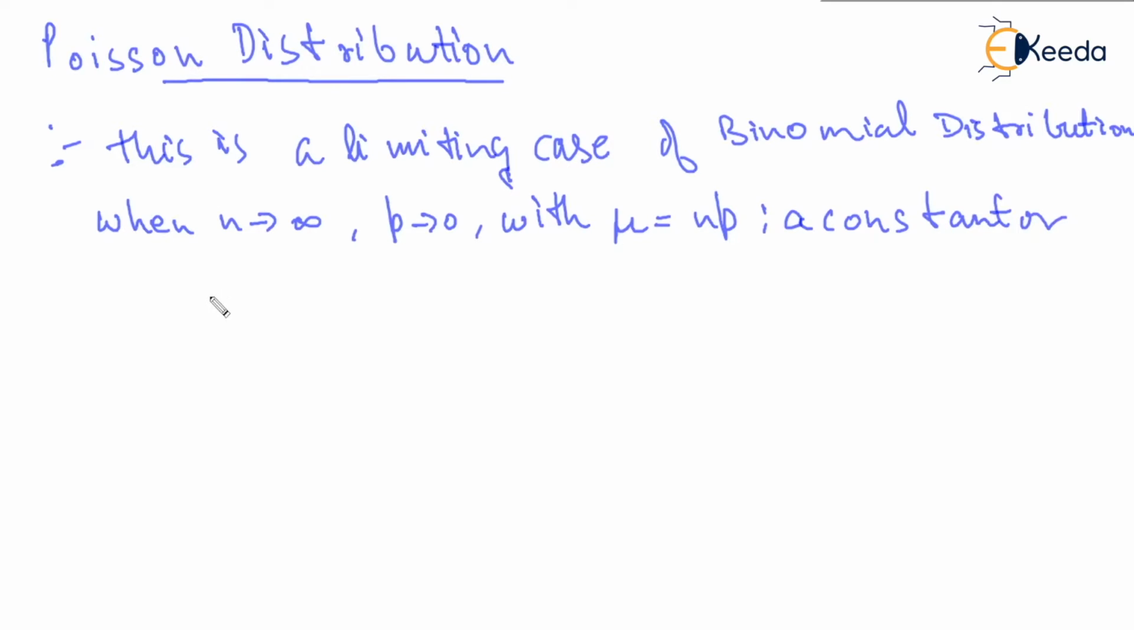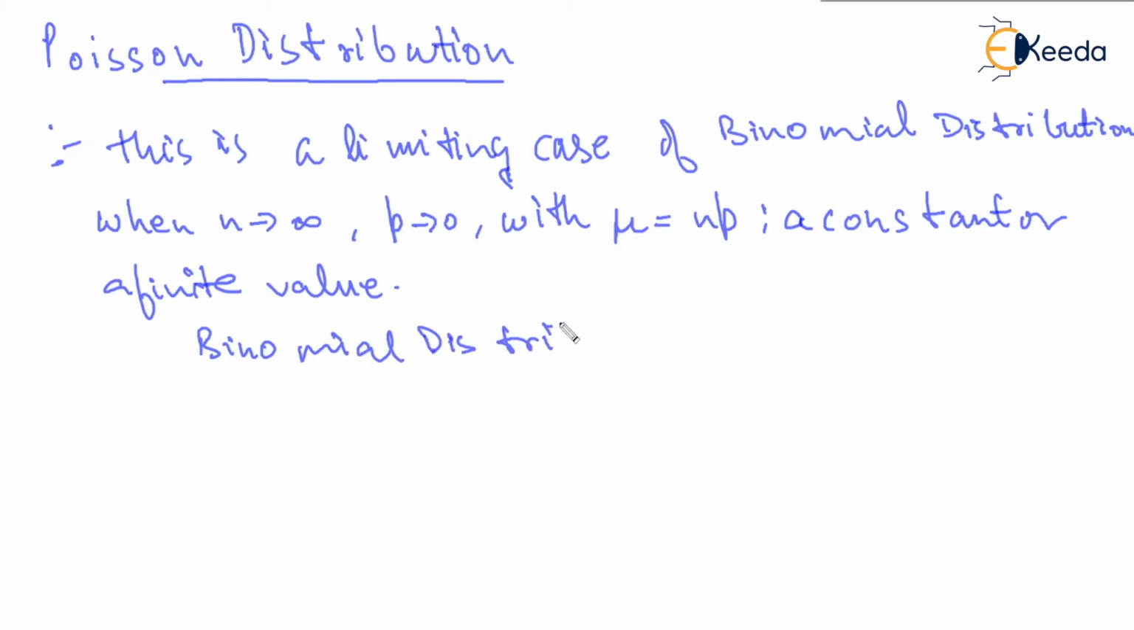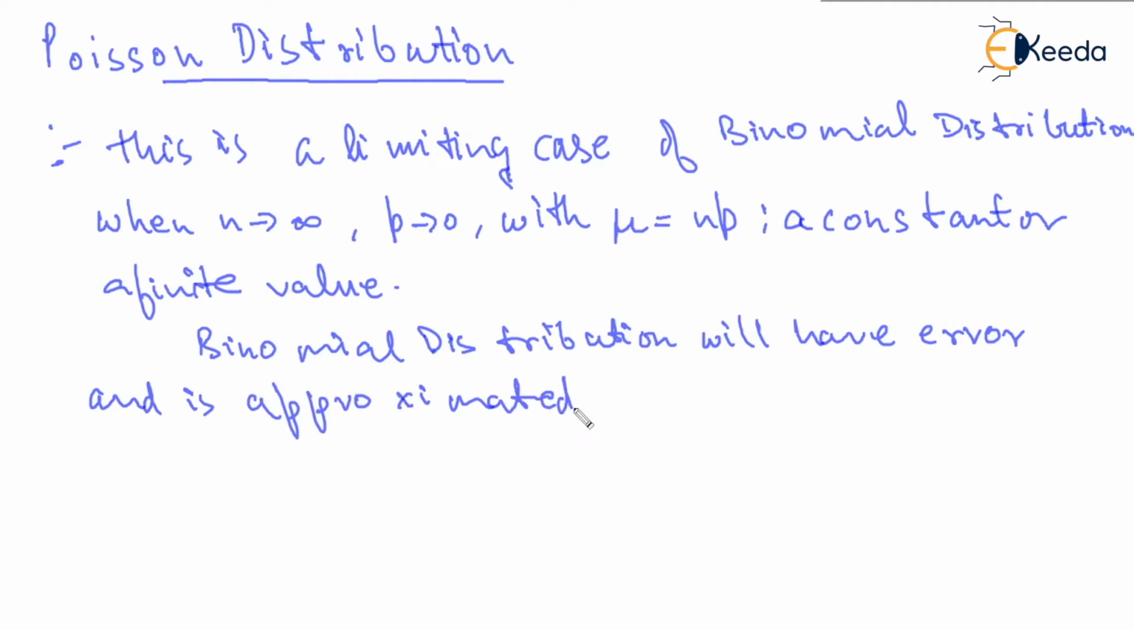or a finite value. So np will still remain a constant and a finite value, but the number of trials n tends to infinity with the rate of success being very small. In that case, this binomial distribution starts giving error. So with error coming in binomial distribution, it is approximated and we can use the expression for Poisson distribution.